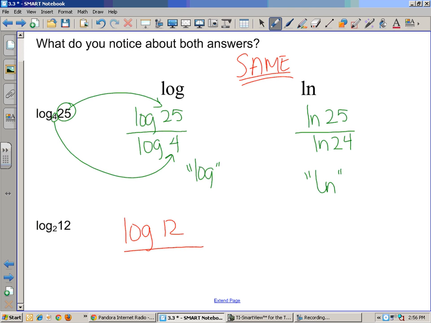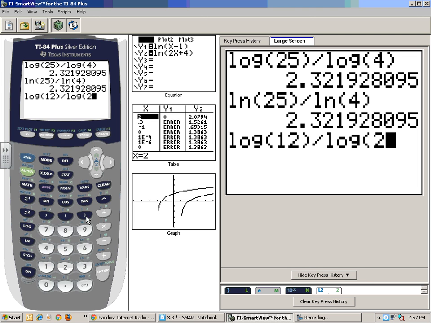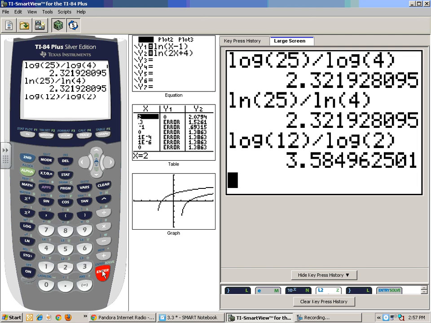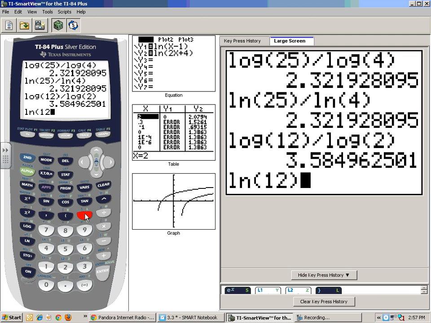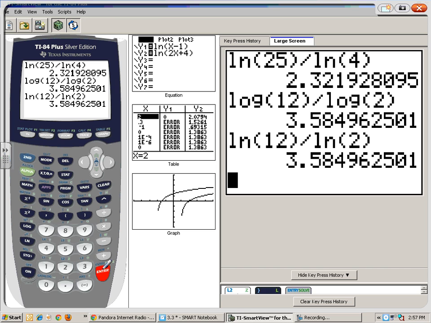Log of 12 over log of 2. Pause me. I want you to try this on your calculator. You don't need me. Over the natural log of 2. We're going to come back to the calculator, and we're going to hit log 12, close parentheses, divided by the log of 2, close parentheses, and I get an answer. And then if I do the natural log of 12 divided by the natural log of 2, and then I get holy guacamole. Look at that. Same exact answer.